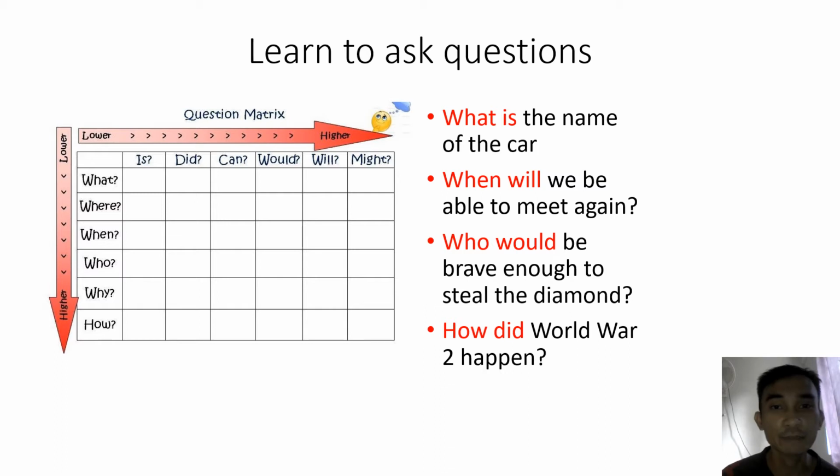And of course, you can just pick anything. When will we be able to meet again? Who will be brave enough to steal the diamond? Who would be brave enough to steal the diamond? And how? How did it happen? How did World War II happen? So you can refer to this to guide you in creating your own questions.